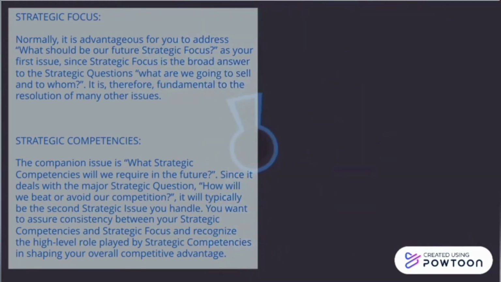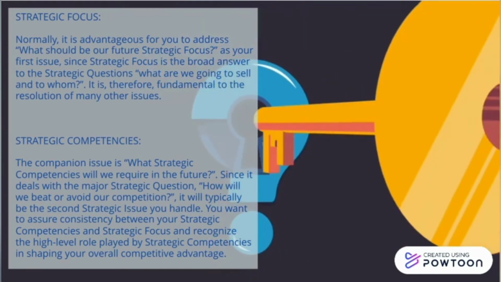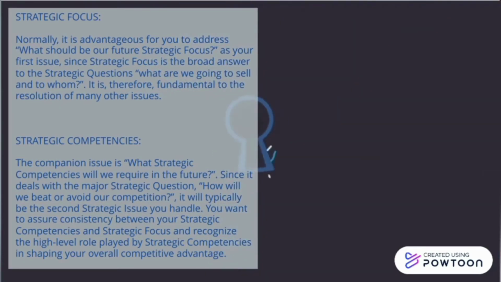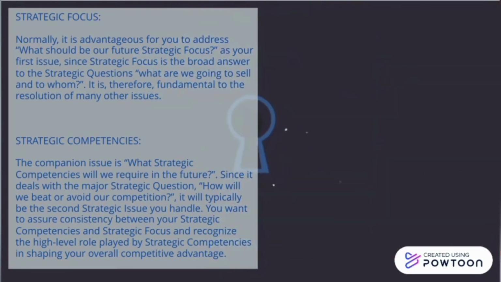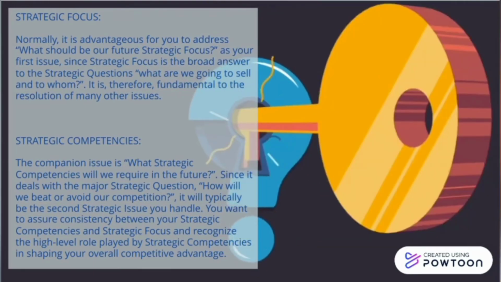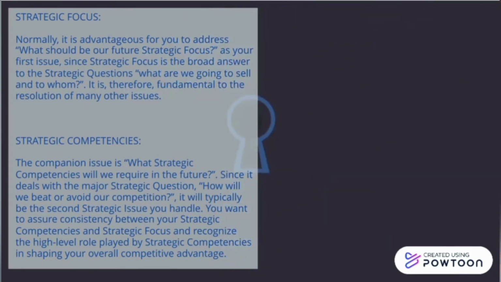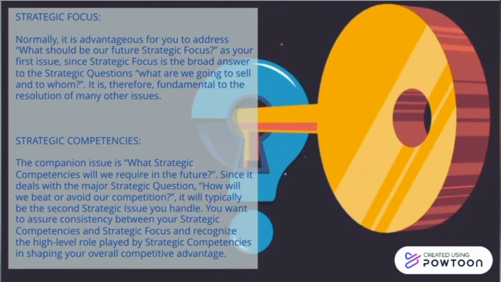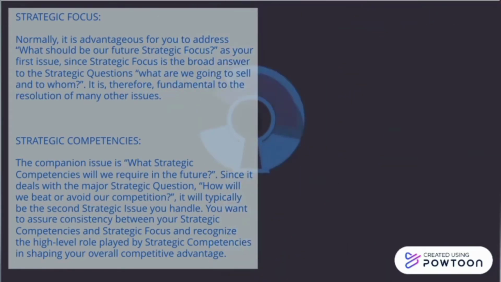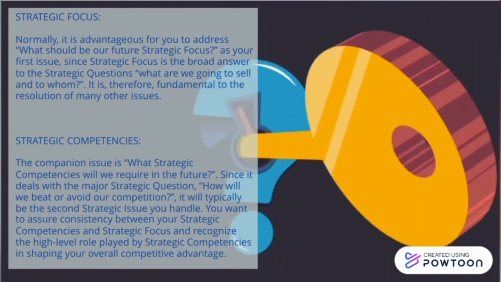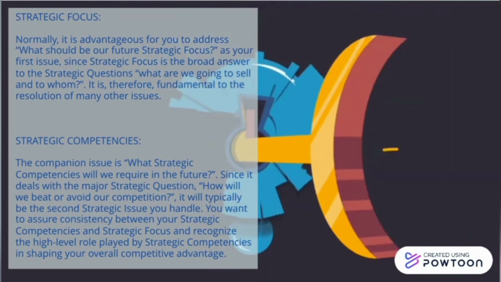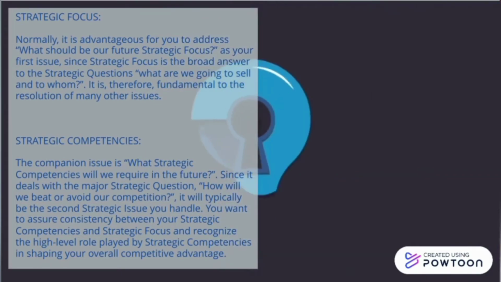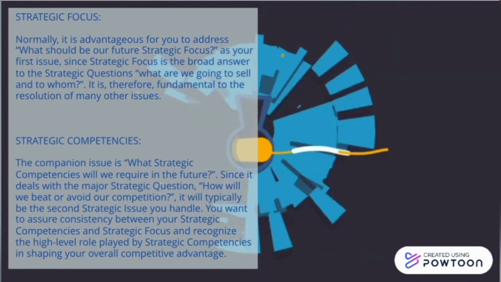Strategic competencies. The companion issue is what strategic competencies will we require in the future? Since it deals with the major strategic question, how will we beat or avoid our competition, it will typically be the second strategic issue you handle. You want to assure consistency between your strategic competencies and strategic focus and recognize the high-level role played by strategic competencies in shaping your overall competitive advantage.